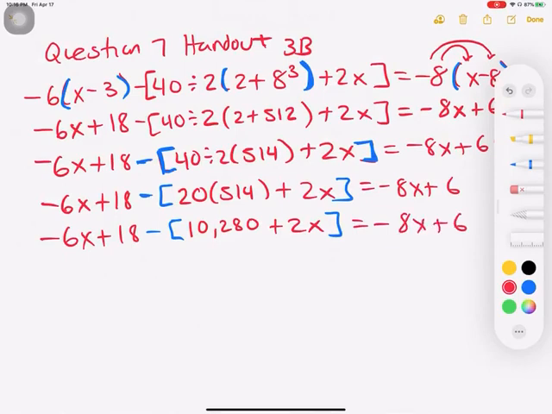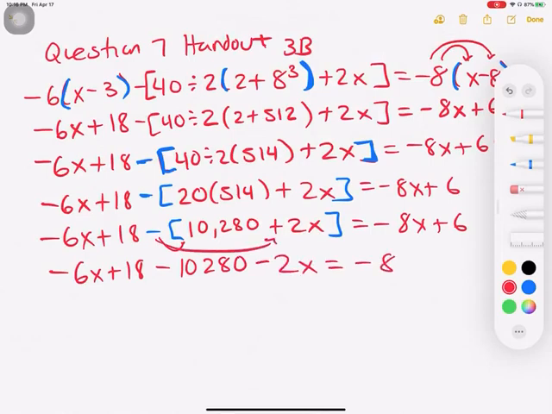Now I'm going to do the distributive property of the sign that's in front of the bracket. So I'm going to distribute that negative sign to everything inside. So that's negative 10,280, and then negative 2x equals negative 8x plus 6.